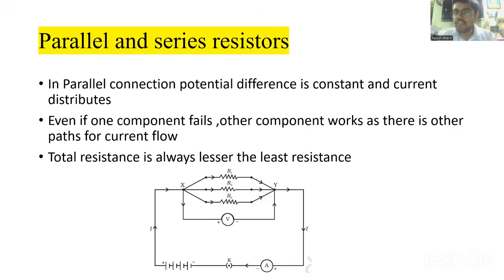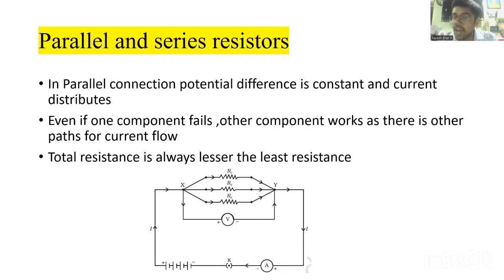in parallel connection, if you see the diagram, it is very clear. Current has three paths. It goes easily, here and there, through three paths. Potential difference is same. Potential difference is same. Current is different. Then even if one component fails, now R1 bulb, R2 bulb, R3 bulb, if R1 bulb is failed, what happens to R2 and R3? Still they will work. Why?